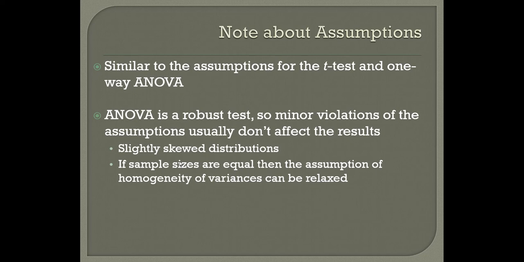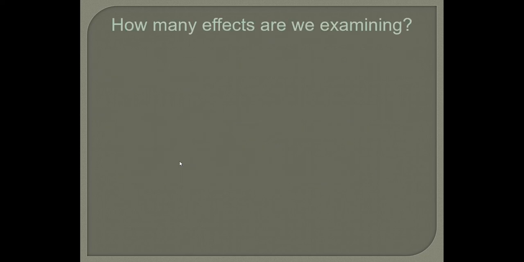If the sample sizes are equal, we can relax the homogeneity of variance assumption a little bit more than if the sample sizes are very unequal. So for the most part, ANOVA is reasonably robust to slight violations of the assumptions, but in situations where the assumptions are grossly violated, one might consider instead using a non-parametric alternative test.